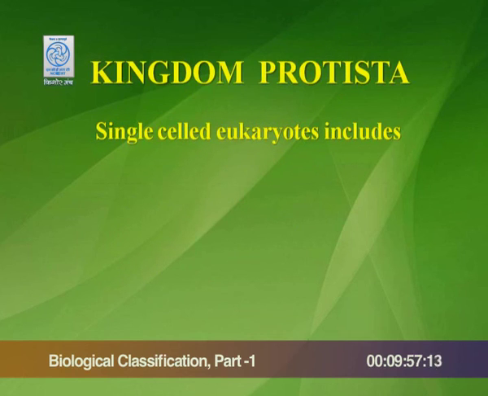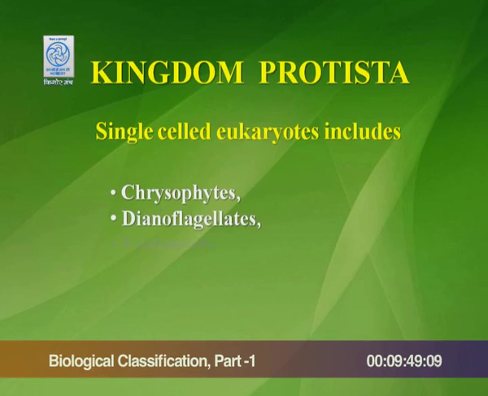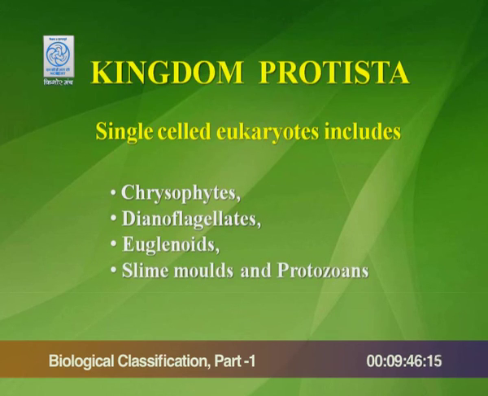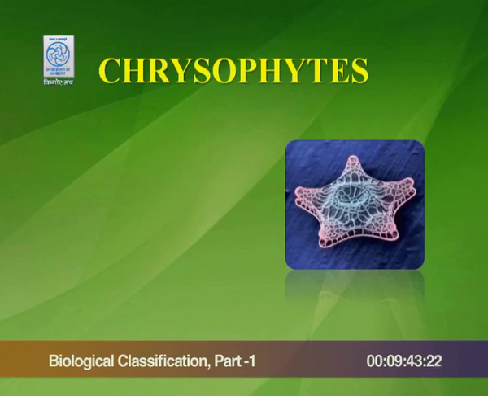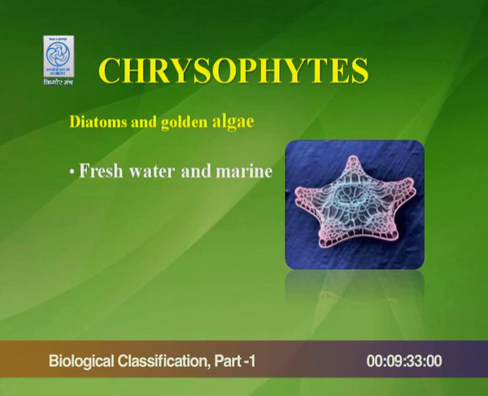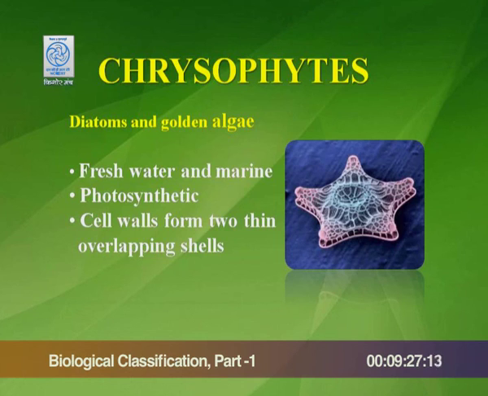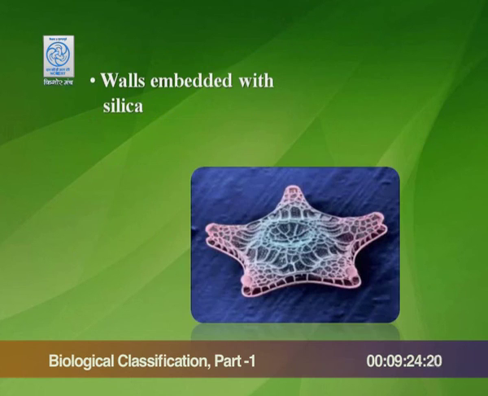Kingdom Protista, they are single celled eukaryotes which includes chrysophytes, dinoflagellates, euglenoids, slime molds and protozoans. Chrysophytes, they are the diatoms and golden algae. Their characteristics are they are found in fresh water and marine. They are photosynthetic. Cell wall forms two thin overlapping shells. Their walls are embedded with silica. They are the chief producers in the oceans.